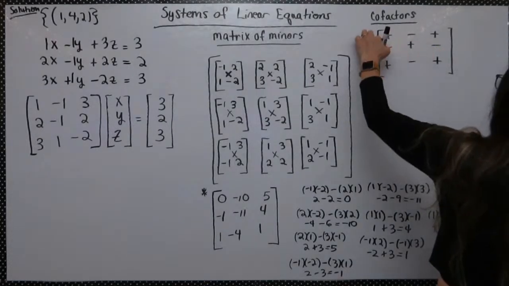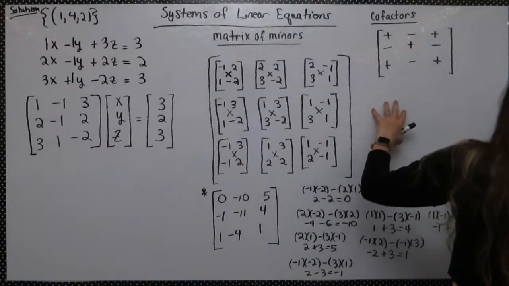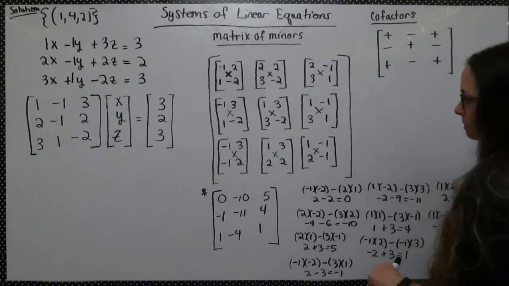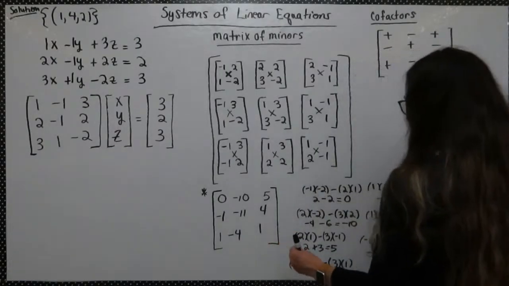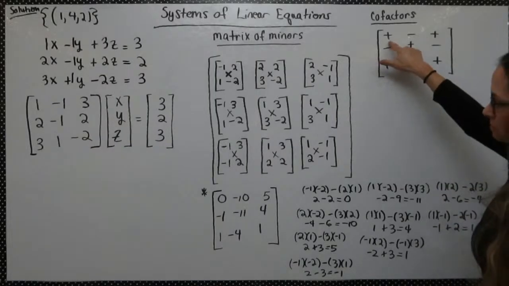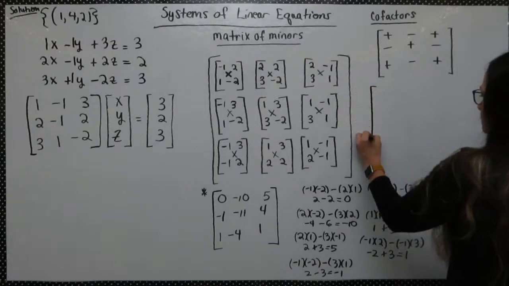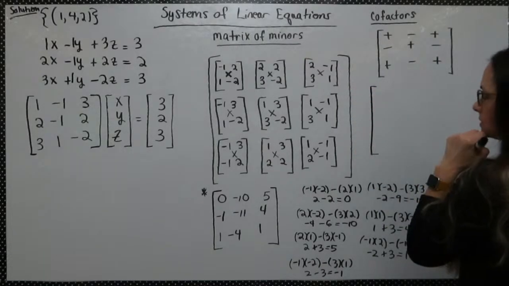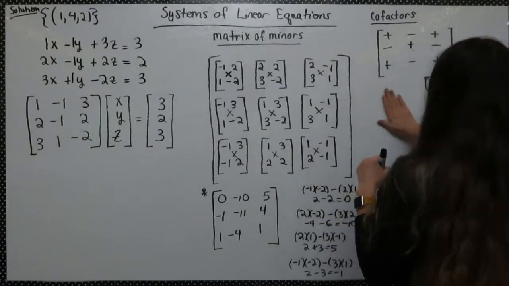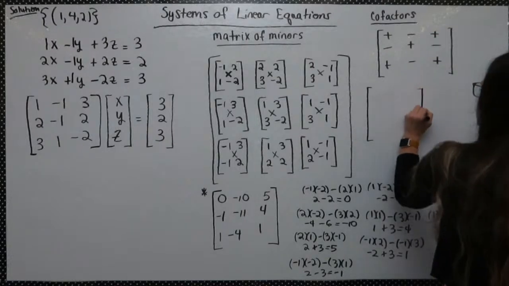You're just alternating signs starting with the positive, and then you'll continue this pattern out. This is the way it works out. So I'm going to rewrite this matrix using the cofactors, so we'll have a resulting matrix here. Actually, I'm trying to make it a little bit smaller so I can fit 2 of them in there. So we'll have this one.